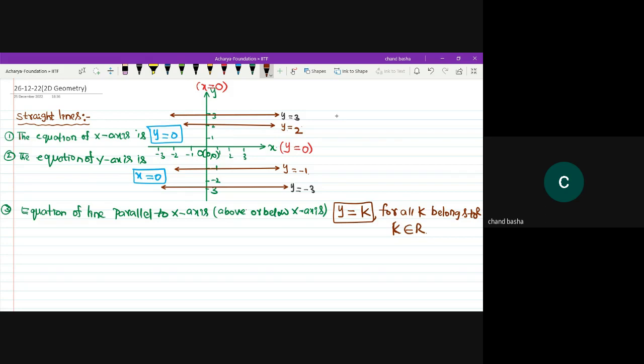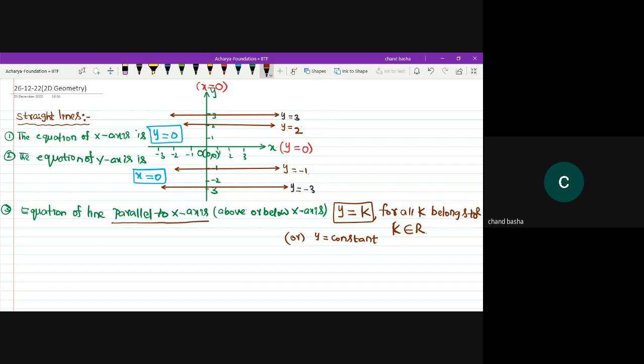y is equal to some constant. Even we can write it as y is equal to constant, any constant, that depends upon the given problem. Is it clear, guys? You can take any line parallel to the x-axis, either above or below. Suppose I'm taking on the x-axis, the y value is 0. Above or below, y is equal to some constant. You can write the equation of the line parallel to the x-axis as y is equal to k.